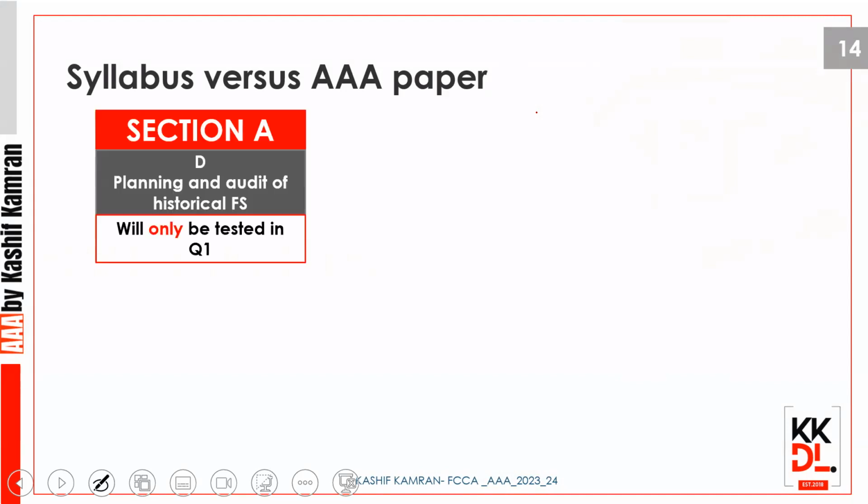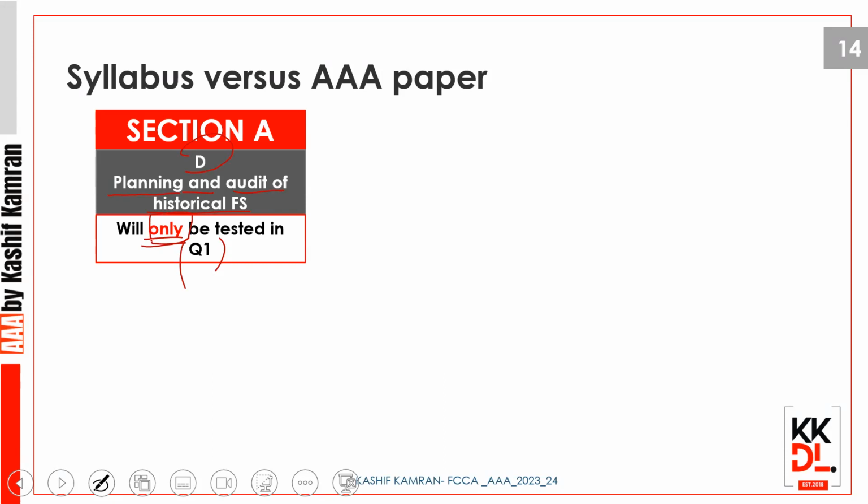Section A of the paper, where you have 40 technical marks and 10 professional marks. Question number 1. Section A, syllabus area D, planning and audit of historical financial statement, will only be tested in question 1. So syllabus area D, which is about planning and the audit of the historical financial statement, will only be tested in question number one. I hope you all look at this word very carefully. Only. Only means syllabus area D will not come in section B.